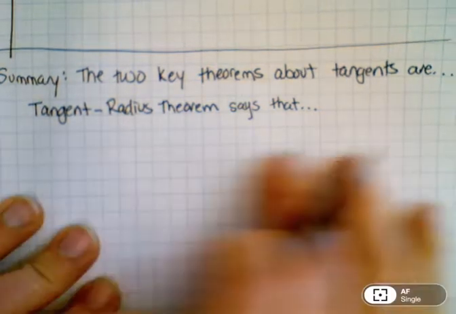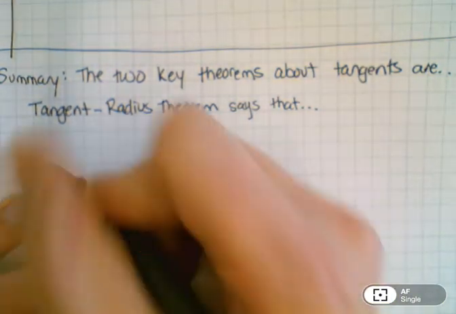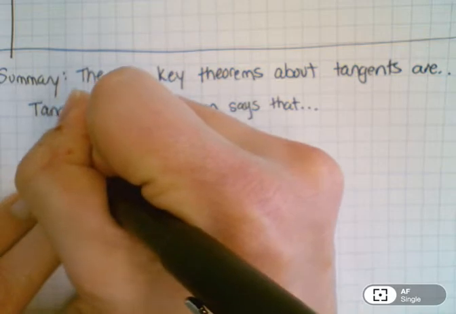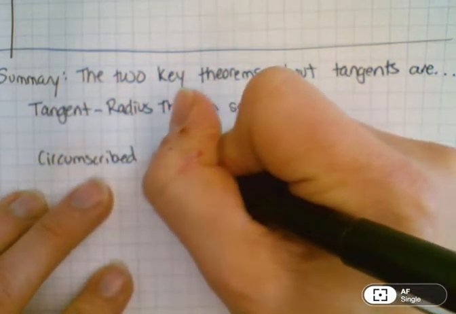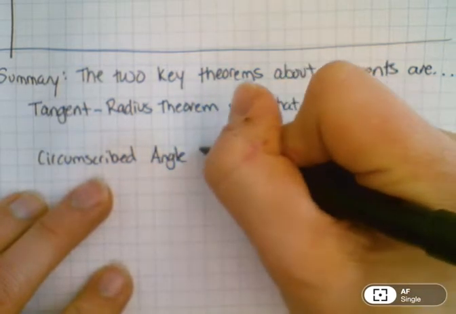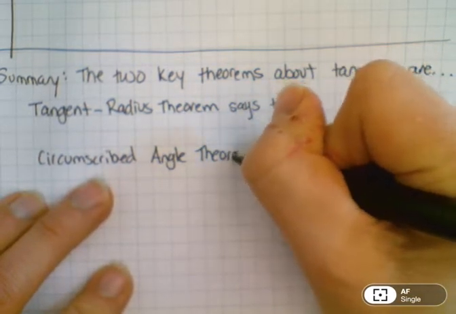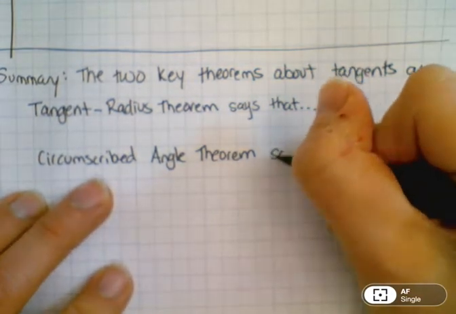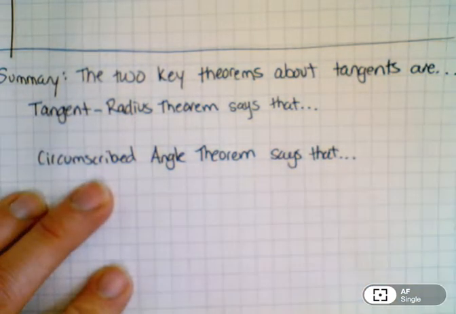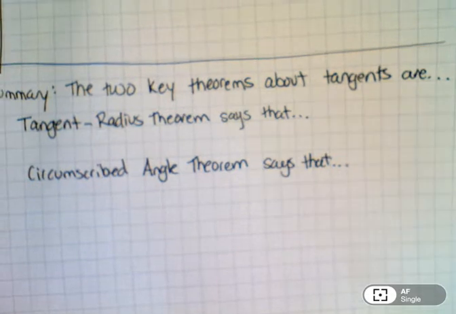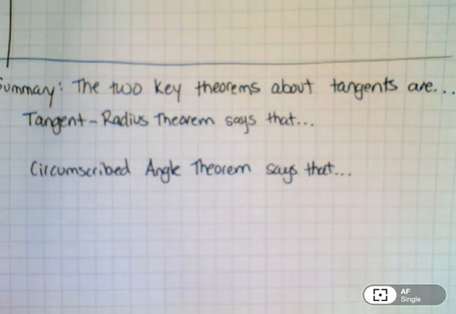And then the second theorem, so you'll finish that sentence, and then the second theorem is the circumscribed angle theorem says that... And once again, you're going to state the theorem. If you want to just copy it, that's okay with me, but it's better if you are able to restate it in your own words.